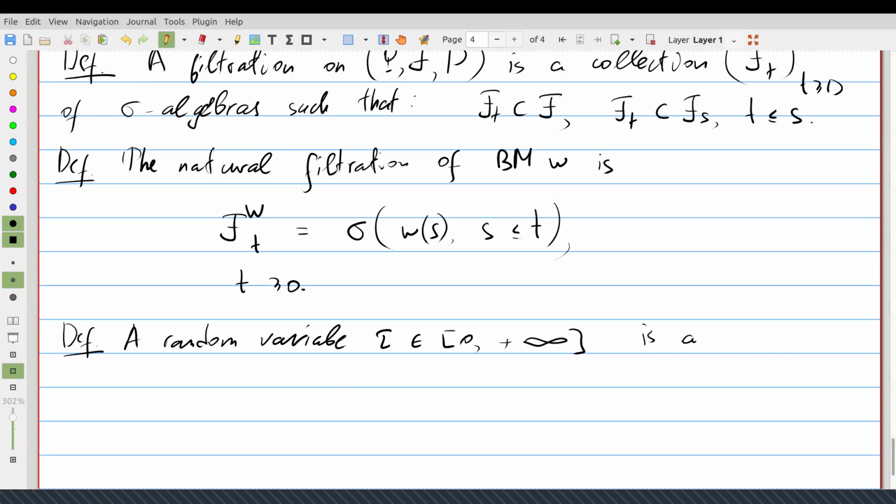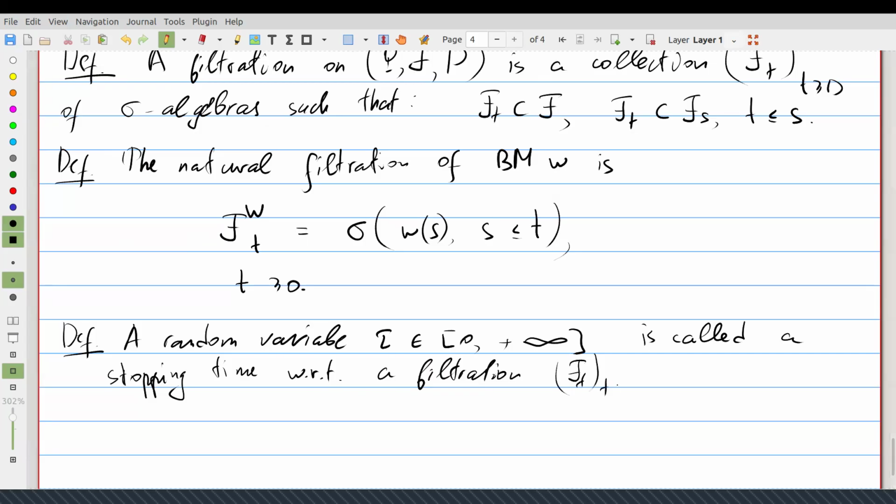Such a variable is called a stopping time with respect to some filtration. This is now not necessarily a natural filtration. This is just some filtration, and we will actually work with other filtrations. It is a stopping time if for any t greater than 0, such sets belong to Ft.